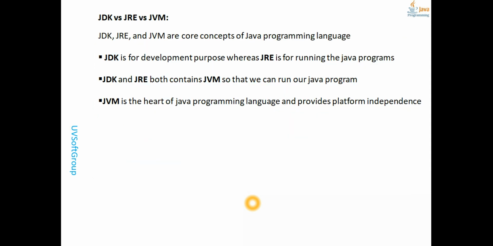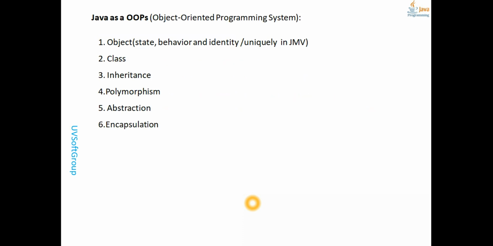And we compared the JDK, JRE and JVM, and covered the basic concepts of object-oriented programming. I put it at a very abstract level: object, class, inheritance, polymorphism, abstraction, and encapsulation, all things together. When I start the programming, we will cover every part of the implementation in more depth.